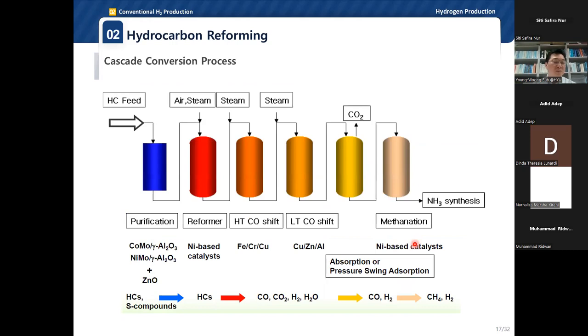And then this is a simple process flow diagram here. So it's a hydrocarbon, HC, feed that is purified and then reformed. And then the CO that is made by the reforming will be shifted into CO2 at high temperature, HT, and then at low temperature, LT. So we call these two processes the HTS and LTS, using the steam right here. And then the CO2 over here, and then hydrogen for the ammonia synthesis. So some of the CO will be methanated to completely remove the CO in the stream. So very purified hydrogen will go to the ammonia synthesis plant.